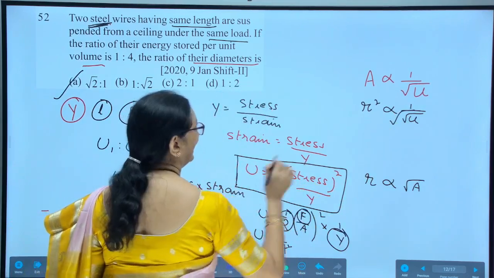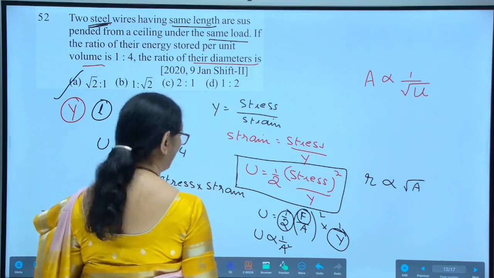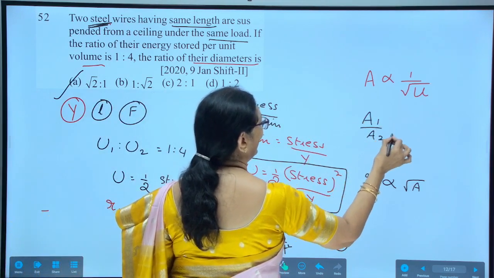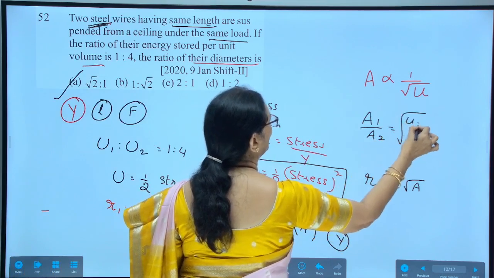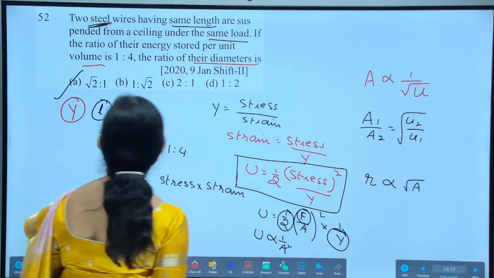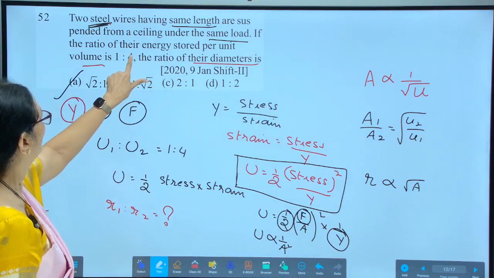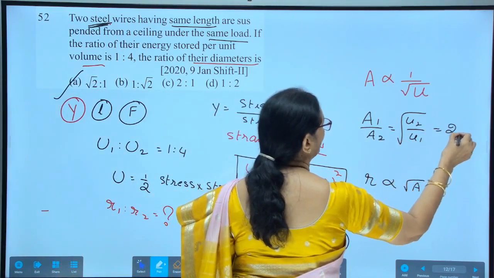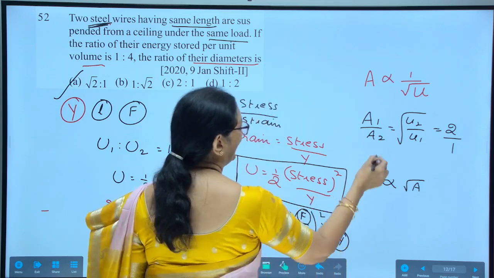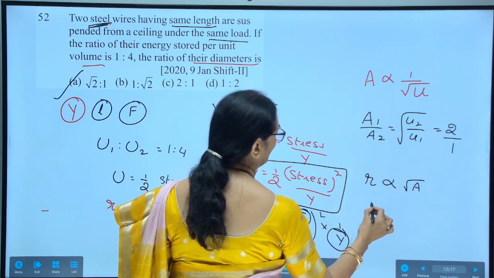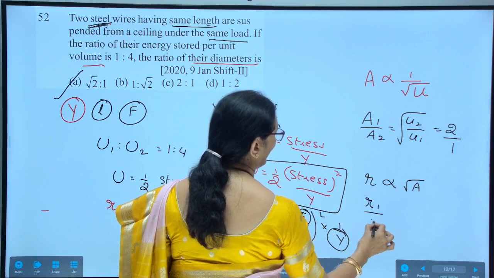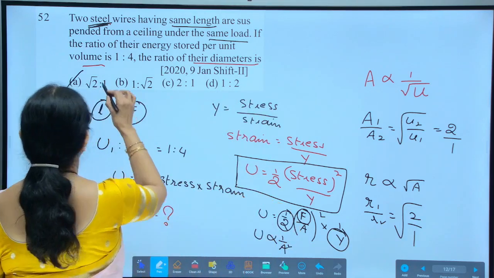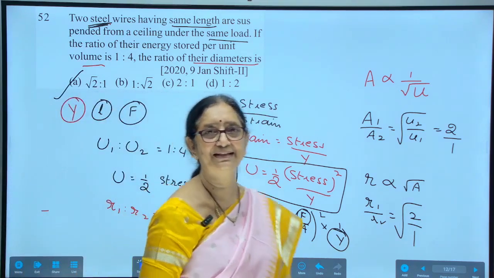But anyway, let us not complicate it. See here, what is the ratio of areas? It is the square root of U2 by U1. What is U2 by U1? 4:1 under square root. This is equal to 2 by 1. But as R is proportional to root A, R1 by R2 is equal to root 2:1. So, the first option is the correct choice.